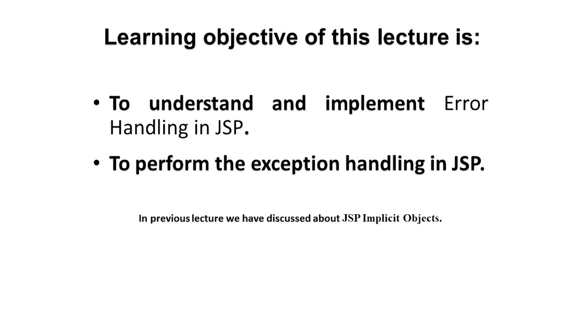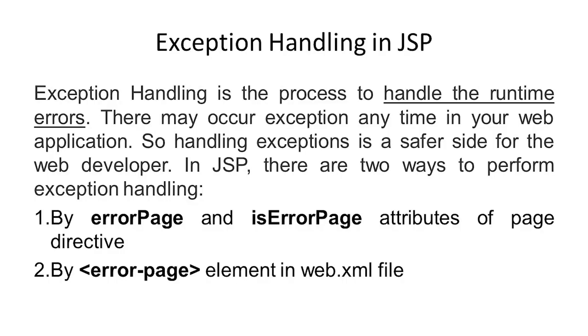In the previous lecture, we discussed JSP implicit objects. So first of all, what is exception handling? Exception handling is a process to handle runtime errors. You know runtime errors. Many times we write code in Java or JSP, and the code is completely correct, but when we run the code, it automatically gives errors. So this is exception handling.